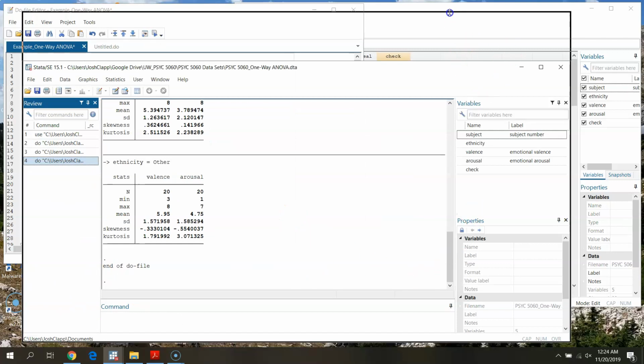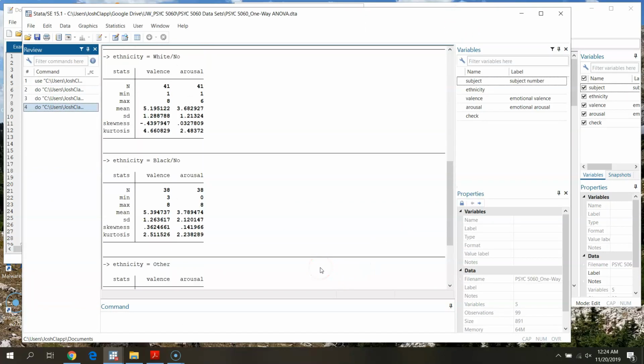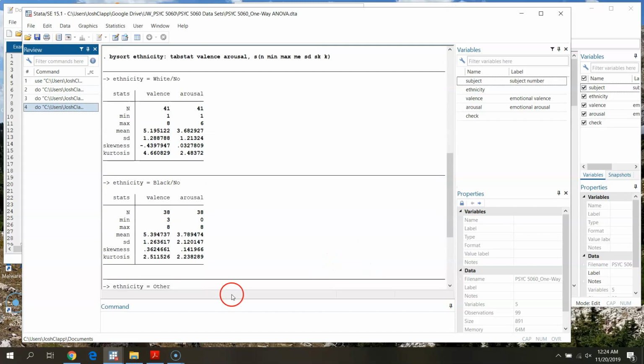And here, let me pop this up a little bit larger. Okay, here's what I get. So, for my white non-Hispanic group right here, I have 41 individuals.